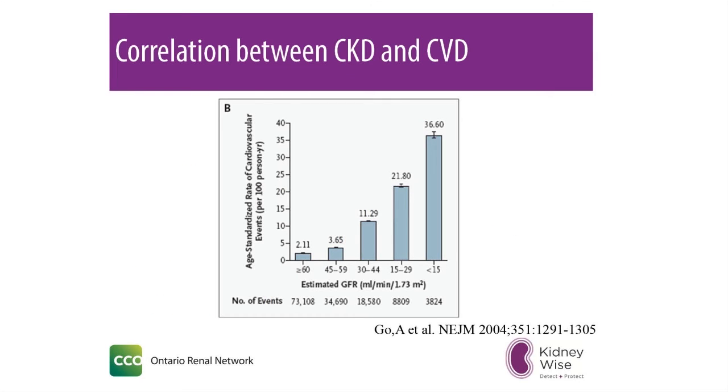This next slide just shows the correlation between chronic kidney disease and cardiovascular disease. If you notice, the x-axis represents eGFR and the y-axis represents the age-standardized rate of cardiovascular events. As the eGFR decreases across the x-axis, the number of cardiovascular events in the y-axis increases. This emphasizes that patients with chronic kidney disease need to be managed in terms of their cardiovascular risk factors in order to reduce their chance of having a cardiovascular event.